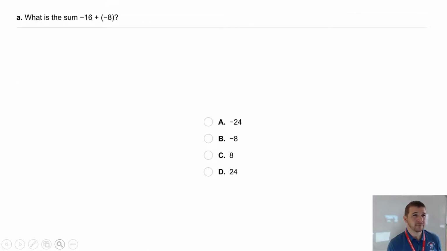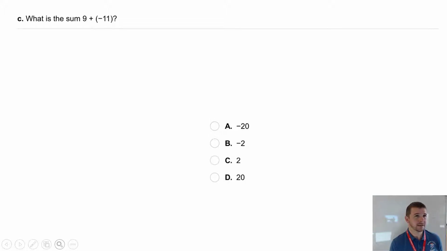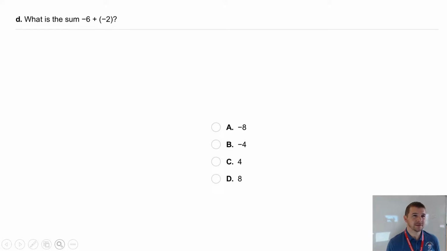Your turn, part A. What is the sum negative 16 plus negative 8? Part B. What is the sum negative 11 plus 9? Part C. What is the sum 9 plus negative 11? And part D. What is the sum negative 6 plus negative 2?